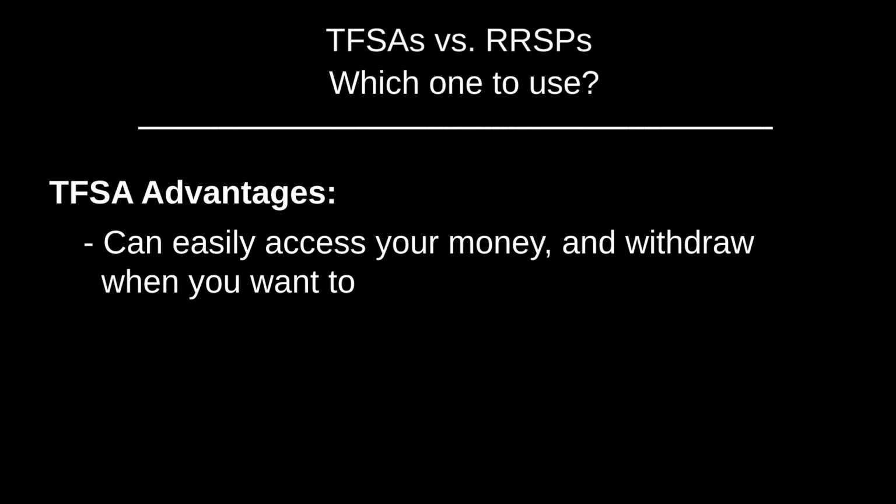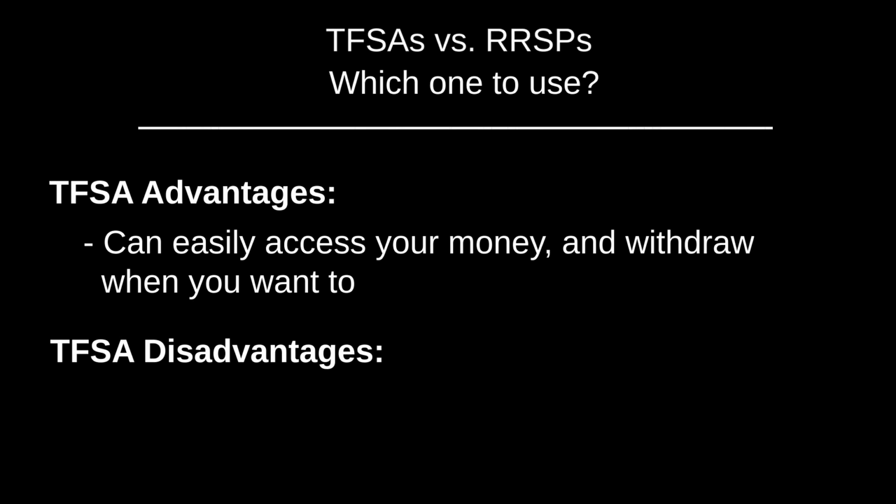I think the biggest advantage that a TFSA has over an RRSP is that your money is available to be withdrawn whenever you want. So you can basically deposit the money in there, invest it, earn interest or capital gains on it, and then just take it out as if it was a regular savings account.